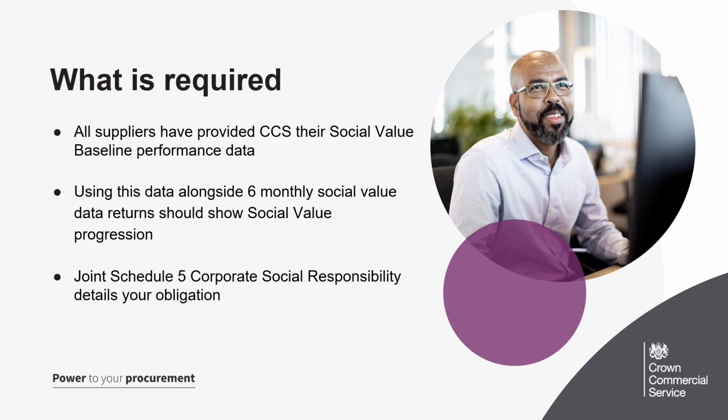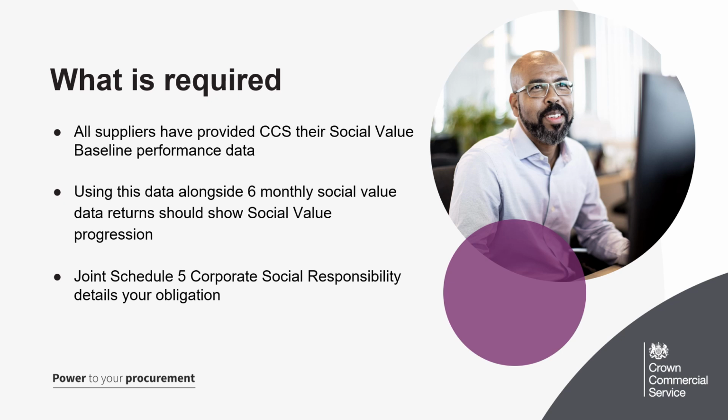Following Framework Award, all successful suppliers have provided CCS their social value baseline performance data in accordance with Joint Schedule 5 Corporate Social Responsibility. Using this data alongside 6 monthly social value data returns should show social value progression within the supplier organisation and specifically government-wide FM contracts during the life of the RM6232 framework. Initially, it was agreed to provide the performance data quarterly, but we have adapted this to 6 monthly due to the length and time it takes to award contracts.